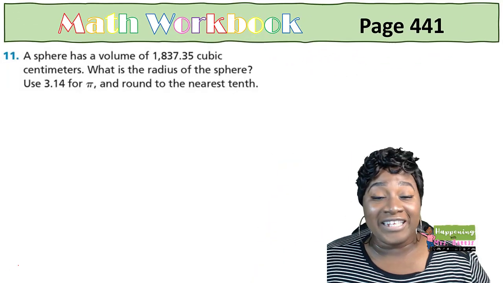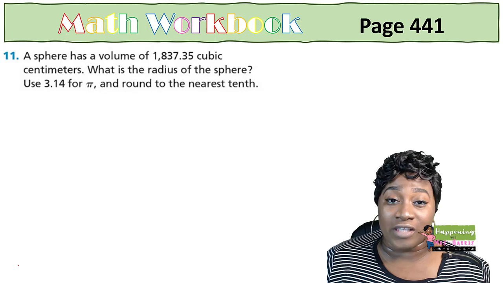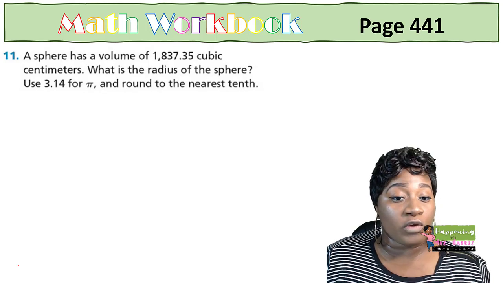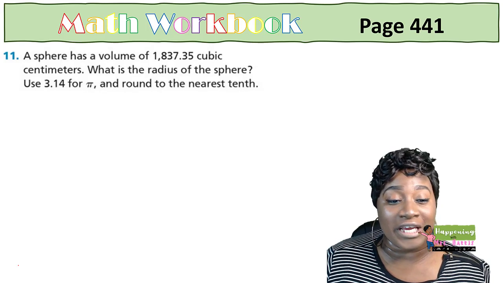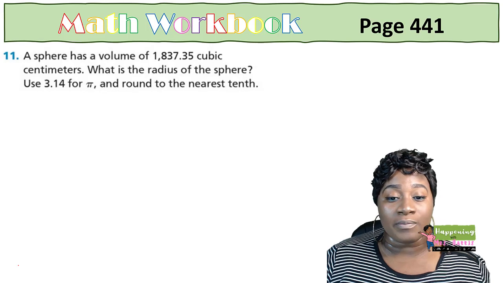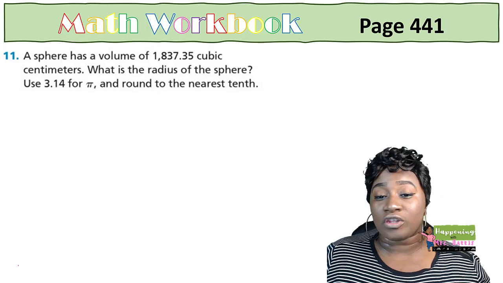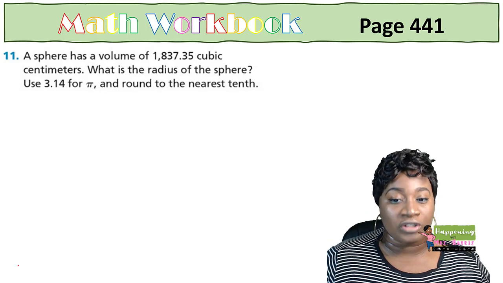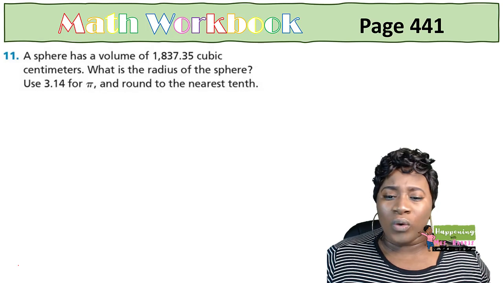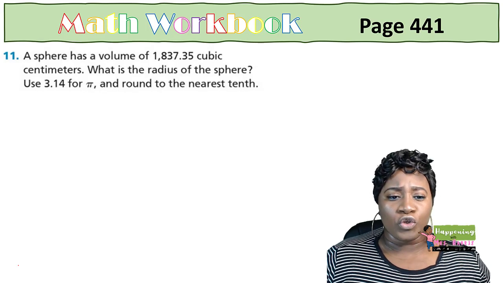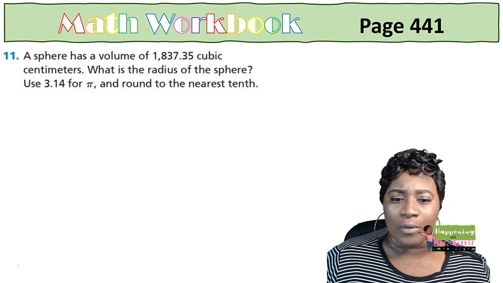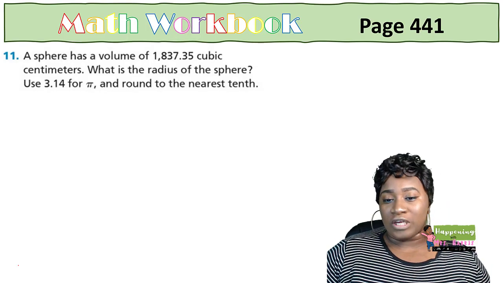Well, all right, ladies and gentlemen, this will be our last example for today. Page 441, we're going to take a look at number 11. A sphere has a volume of 1,837.35 cubic centimeters. What is the radius of the sphere? Use 3.14 for pi and round to the nearest tenth.